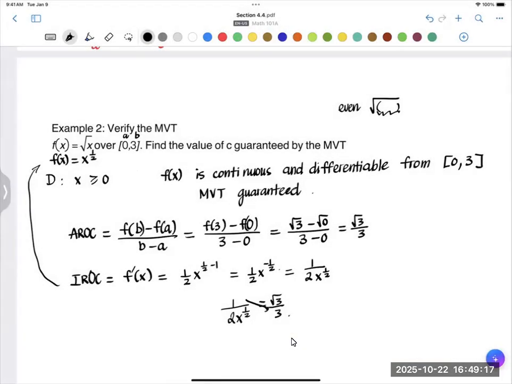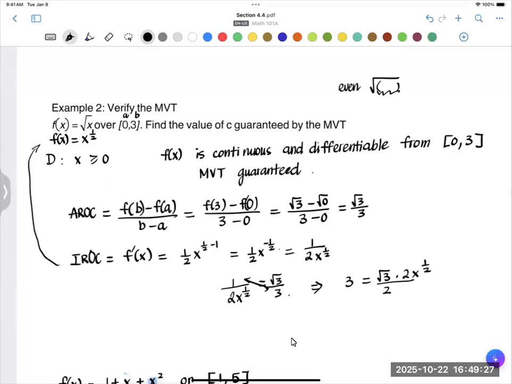We have 3 equal square root of 3 times 2 x to the power 1/2. Okay, and then we're gonna divide by 2 root 3 on both sides. So on the left-hand side, I have 3 over 2 root 3. And on the right-hand side, I have x to the power 1/2. But our goal is to find x, okay? x is the c value. We want to find x. So how do we find x?